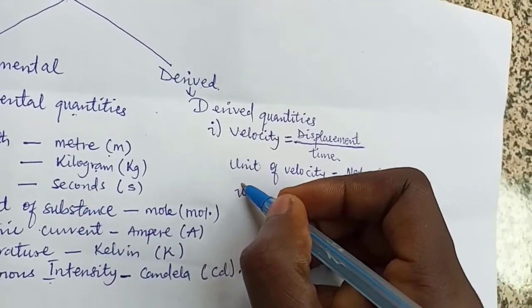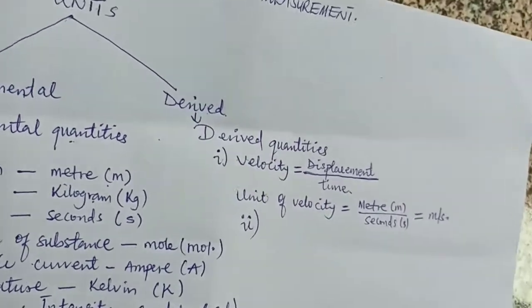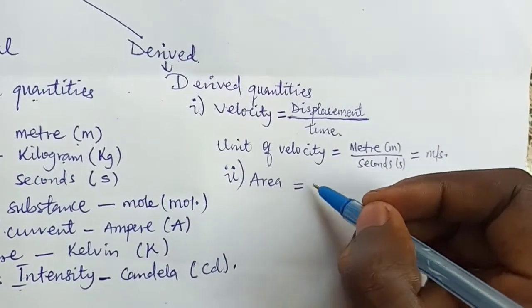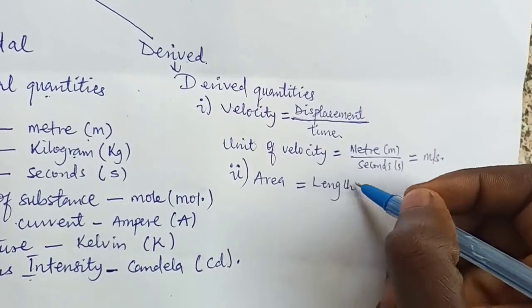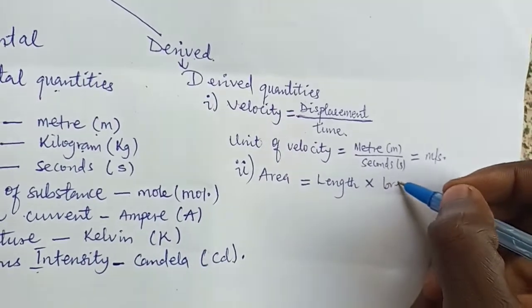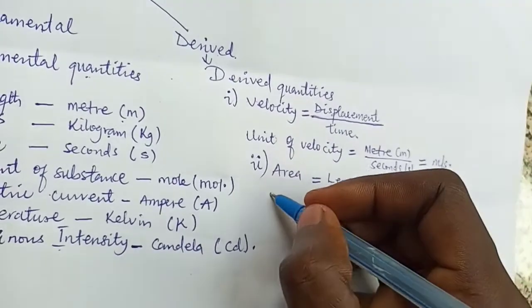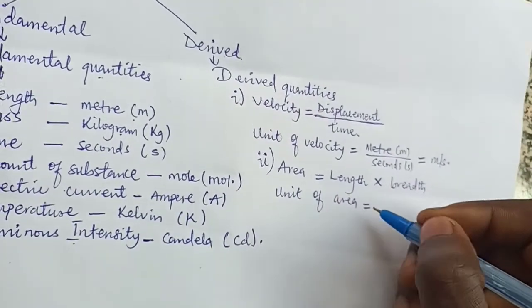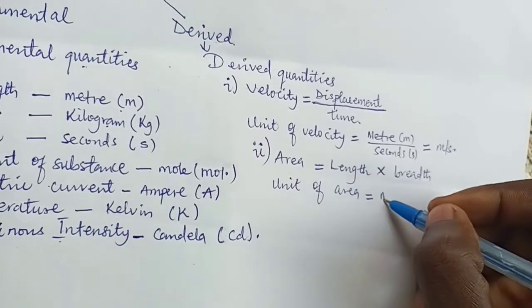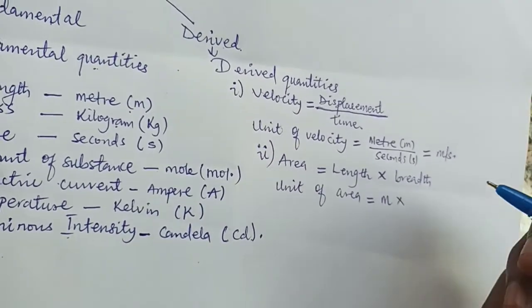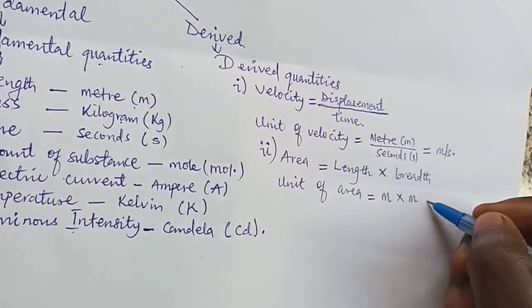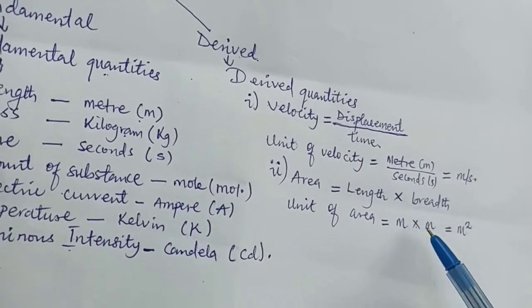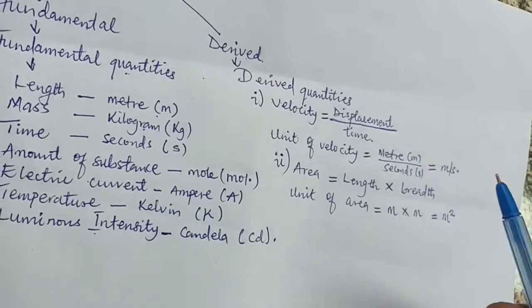Another example of a derived quantity and its unit is area. Area is defined as length multiplied by breadth. Therefore, the unit of area will be: length is measured in meter, m, multiplied by breadth, which is also measured in meter, m. Hence, the unit of area is meter squared. As you can see, we are deriving their units, hence the name derived units for derived quantities.